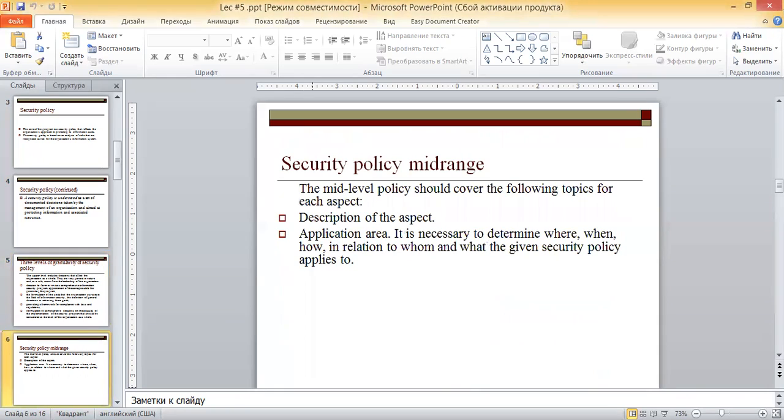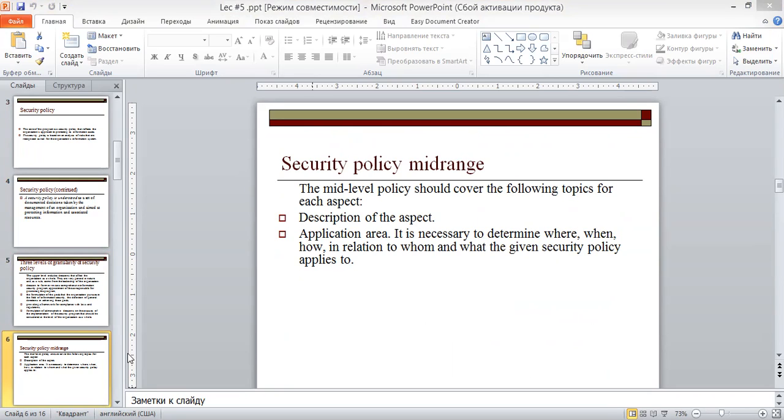The next level is security policy mid-range. Политика безопасности среднего уровня. The mid-level policy should cover the following topics for each aspect. Description of the aspect. For example, if we consider the use of unofficial software by users, the latter can be defined as software that has not been approved and or purchased at the organizational level.